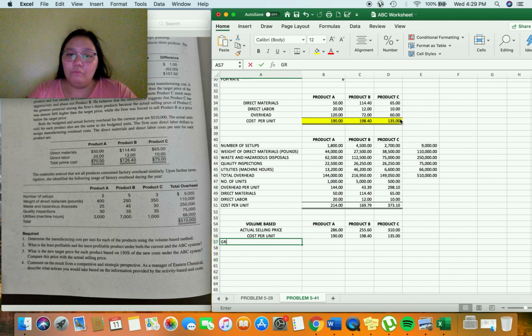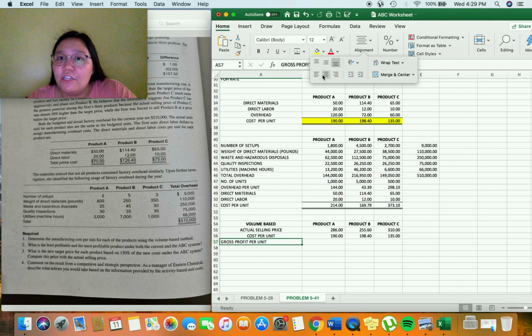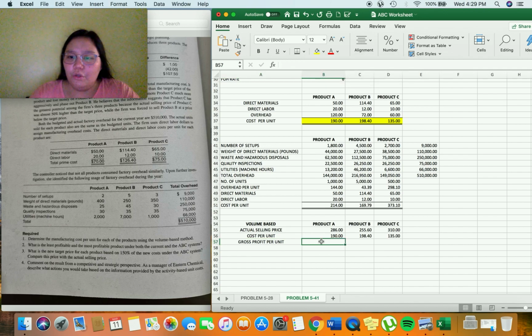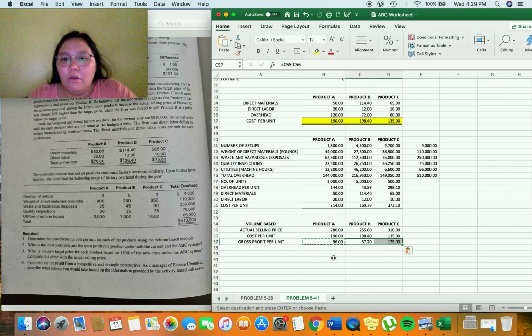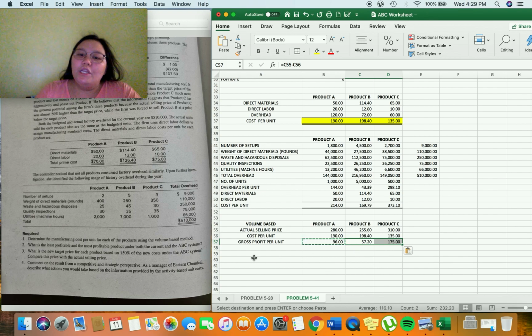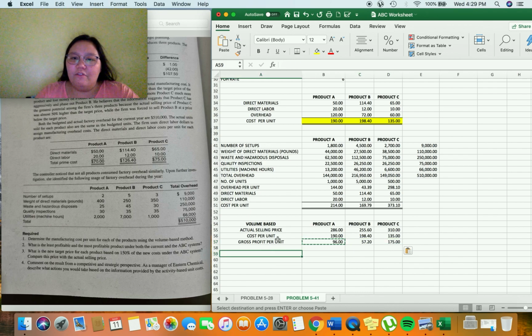Now, we are going to compute for our gross profit per unit. So the gross profit per unit is the difference, of course, between the two. So 286 minus 190, we have 96, 57.2, and 175 respectively. Diba?